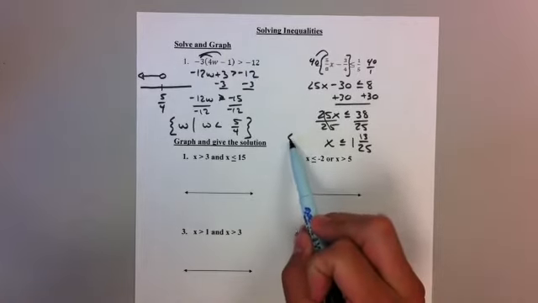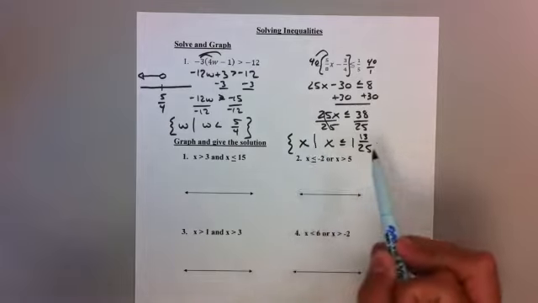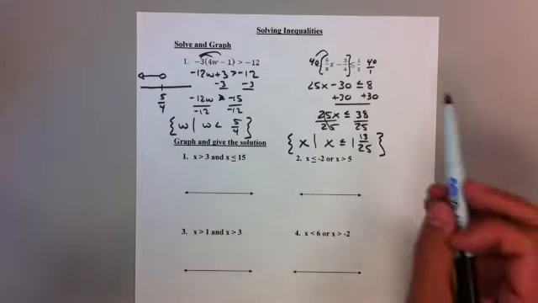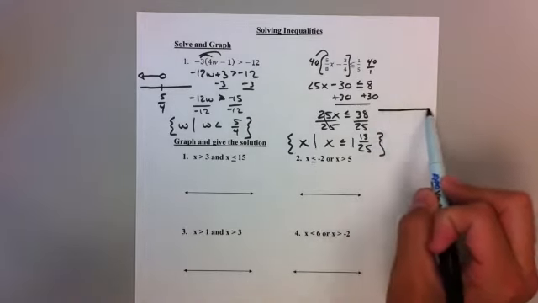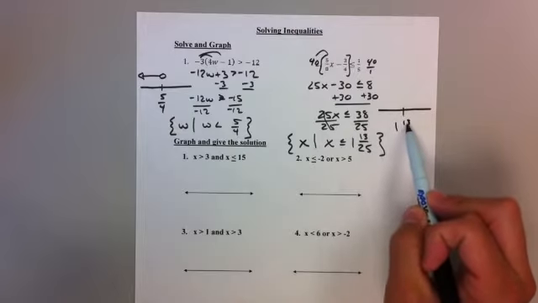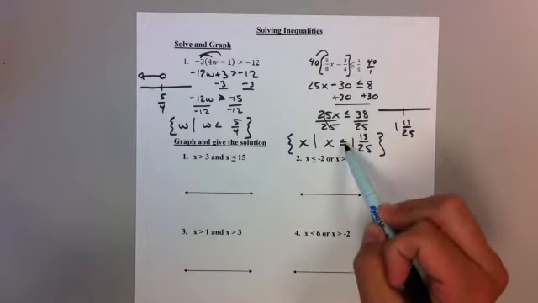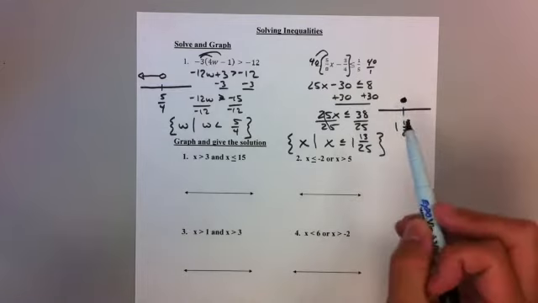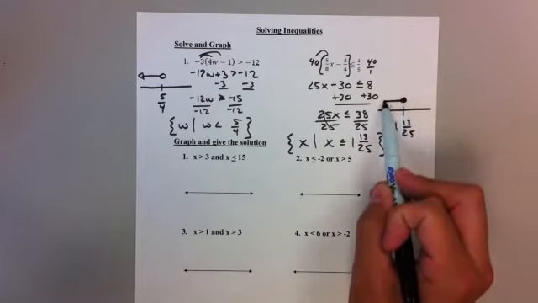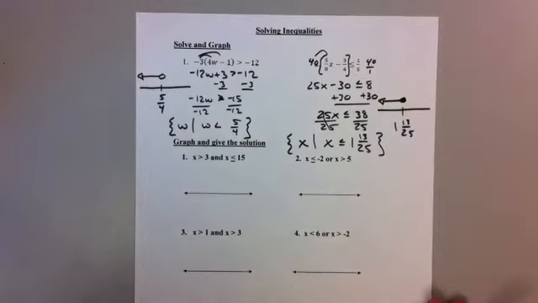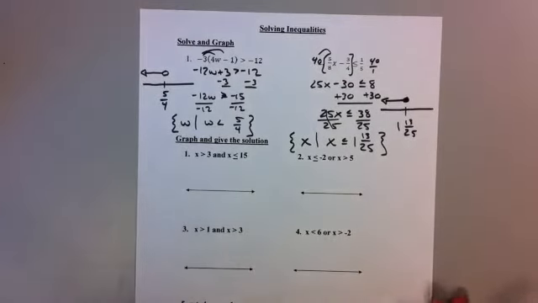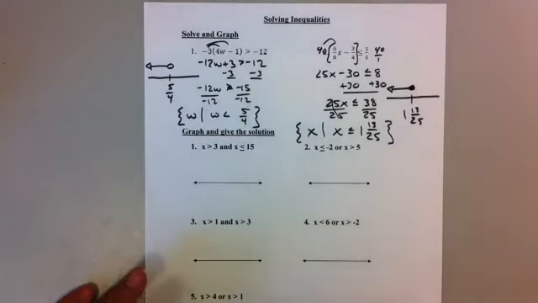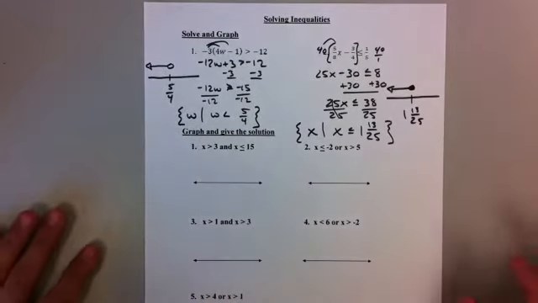And if I write it in solution sets, it would be all real numbers x such that x is less than or equal to 1 and 13/25. And again, if I were to graph it, 1 and 13/25, this time it's less than or equal to, so it's going to be a closed circle, and it's less than again, so I will have my shading go to the left. Okay, so hopefully that's a lot of review for you.